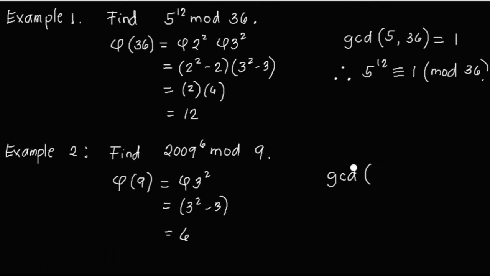of 2009 and 9 is 1. You can check, no, lahat ng factors ni 9, alin lang doon yung pwedeng makapag-divide din kay 2009, and that is 1 lang, no? So they are relatively prime. So because of that, we can conclude that 2009 raised to 6 is congruent to 1 mod 9. Okay?